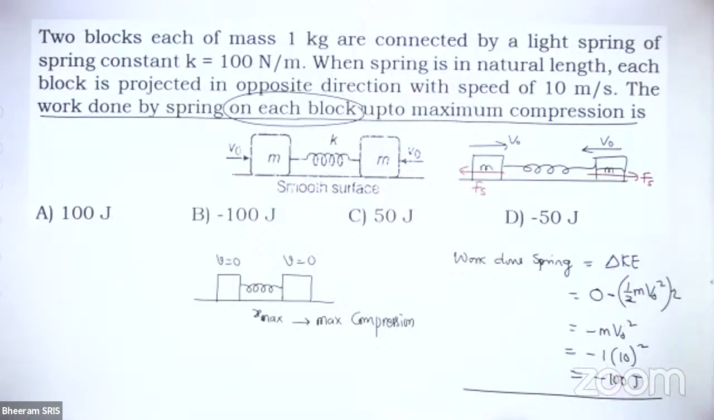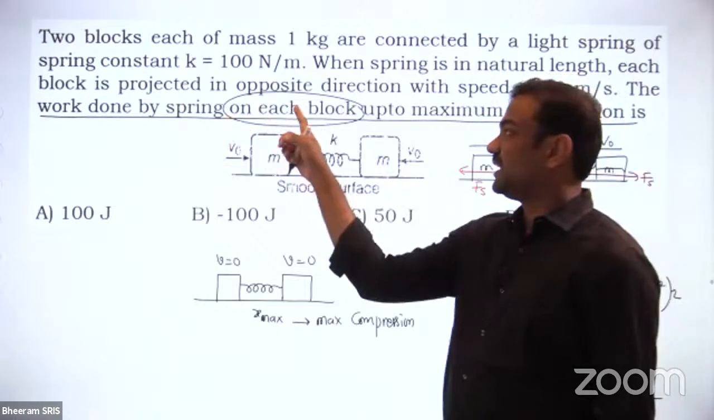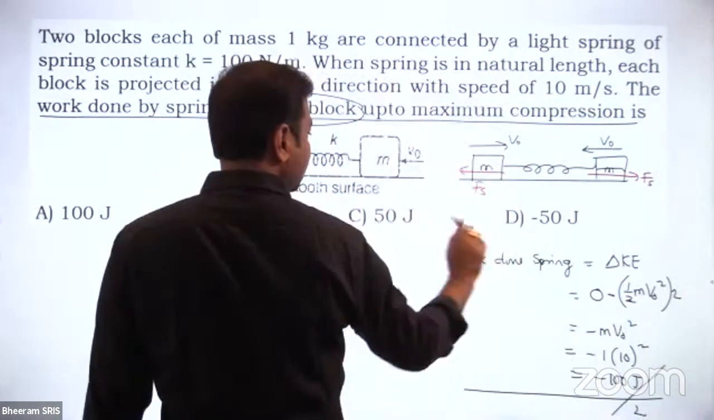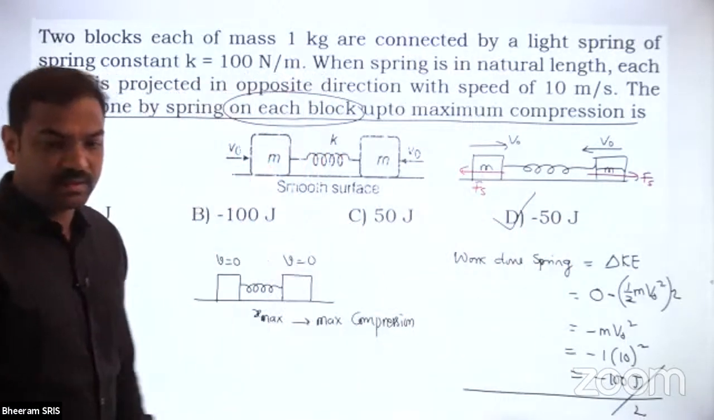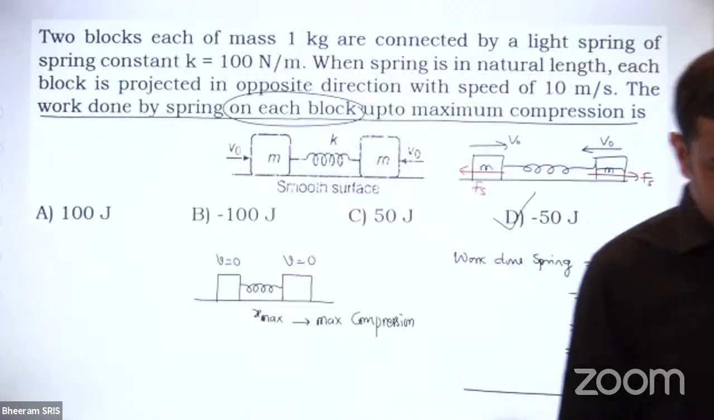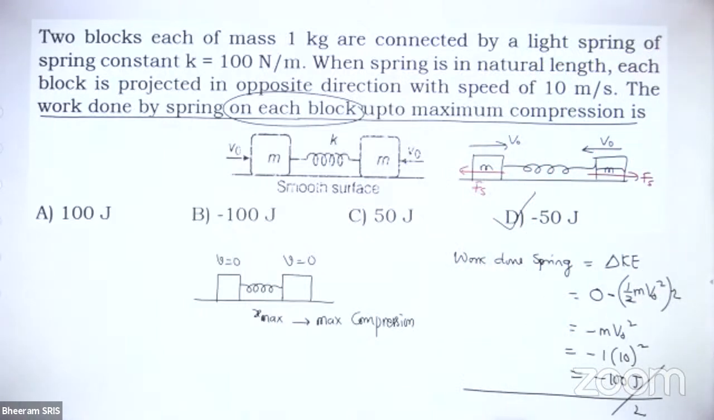What is the twist in the question? Work done by the spring on both the blocks is minus 100 joules. But work done by the spring on each block is required. Each block means divide by 2, and you will get minus 50 joules. Understood the logic? You understood, all of you? Any doubt, let me know in this question. This is one good question, where I think you people had chances to make a mistake.